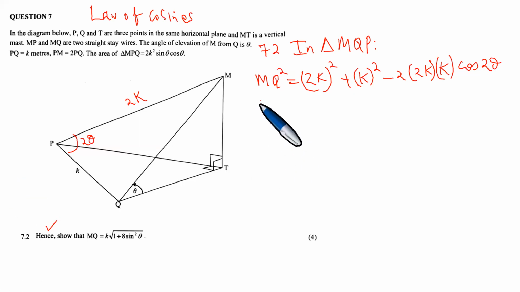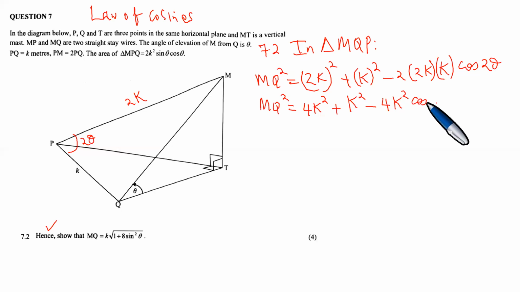So we have MQ squared, which equals 4k squared, plus, because you square the 2, you get 4, the k squared, 2 by 2 is 4k squared, and then you have clearly the cosine of 2 theta. Good. From which now we are in a position.